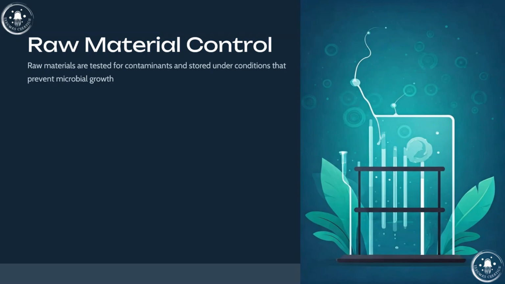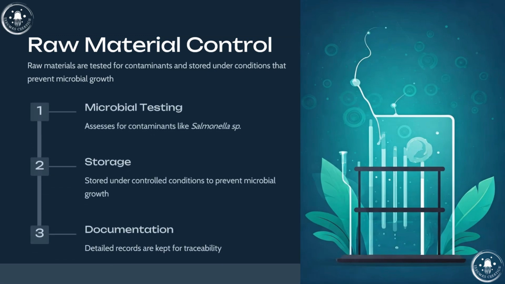Now, raw material control. Maintaining the quality of the raw materials is another important aspect of GMP. Microbial testing for assessing contaminants like Salmonella species, controlled storage conditions to prevent microbial growth, and documentation to keep the records assemble the manufacturing practices for raw materials control.